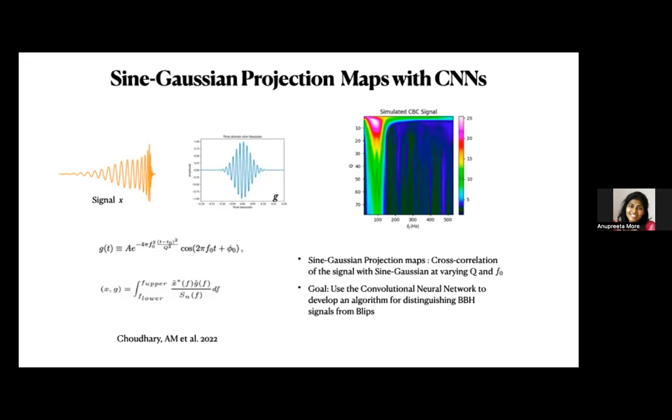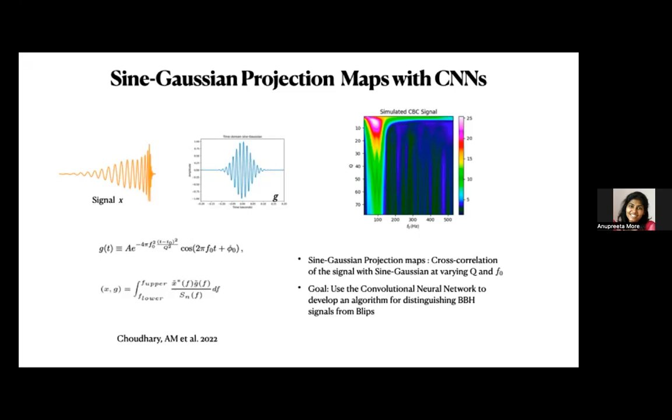which is called the quality factor, and it gives you a sense of how broad the Sine-Gaussian function is. The second one is F0, which is the central frequency of the Sine-Gaussian. We vary these two parameters and cross-correlate our signal with these Sine-Gaussian functions to generate this kind of map. On the y-axis is the quality factor Q, and F0 is the central frequency. Both are parameters of the Sine-Gaussian function itself.